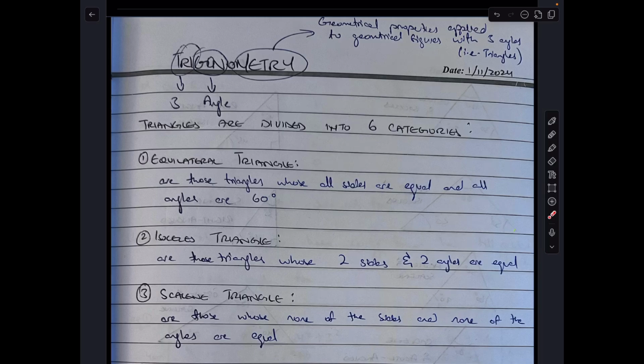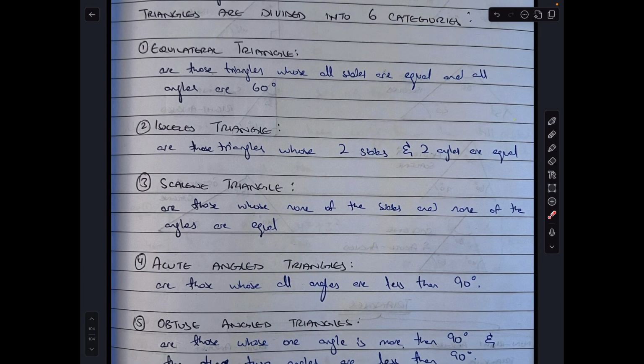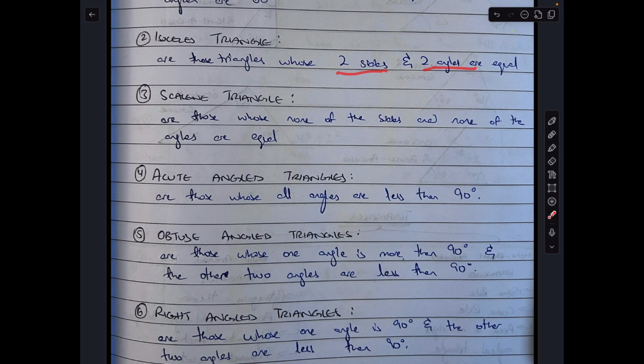Alright, so tri means three, gon means angle, and metry means the geometrical properties applied to geometrical figures with three angles. That is triangle. The first category of triangles is the equilateral triangle, that is, all sides and all angles are equal. The second category is that two sides and two angles are equal, and the third category is none of the sides and none of the angles are equal.